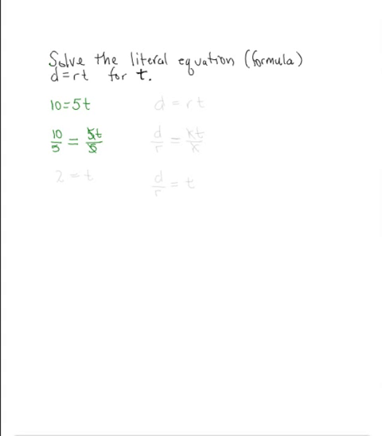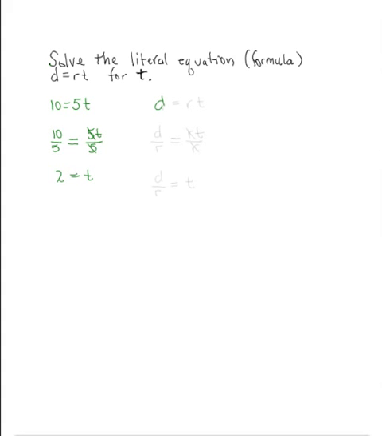On the right side, we just have t. On the left side, we have 10 over 5, which is 2. So we have our solution, t equals 2. Now, of course, this wasn't the problem we were asked to solve. The problem we were asked to solve was rearrange d equals rt to have it in terms of t. We want t equals something. So let's go ahead and now attempt that using the same methodology.